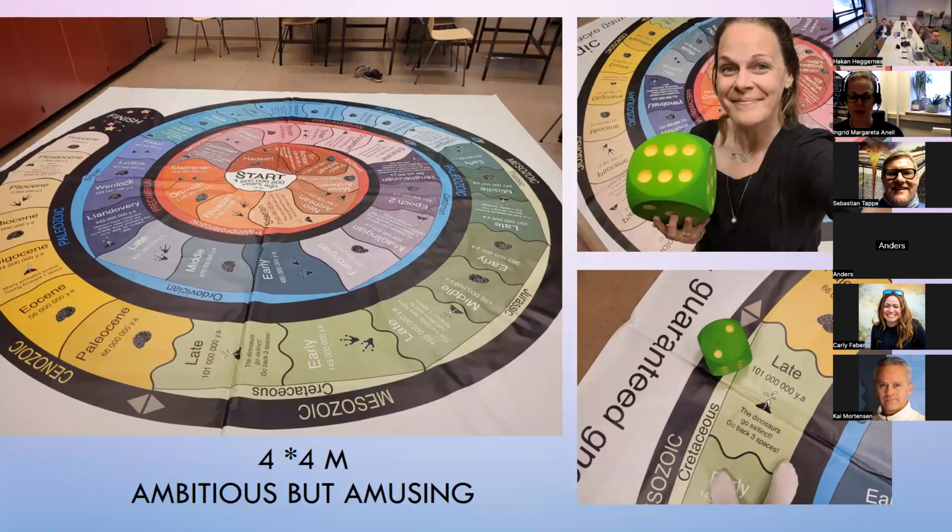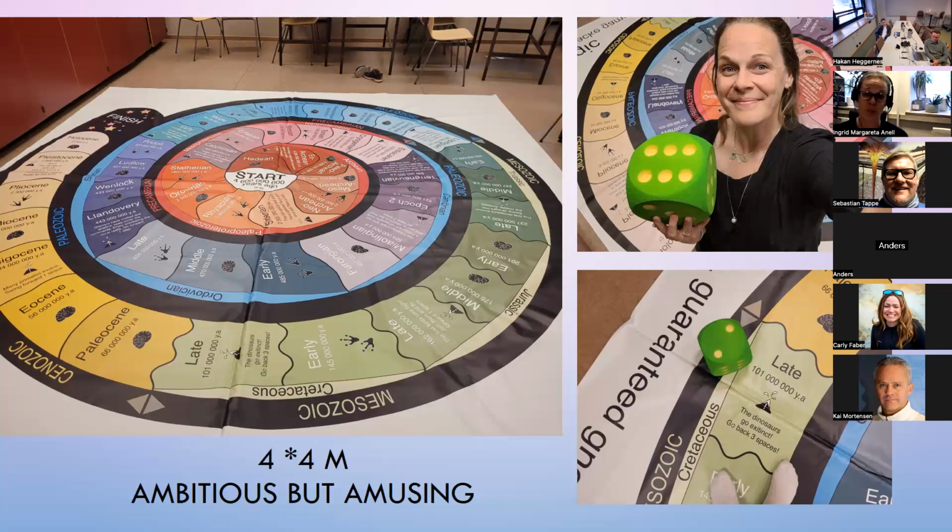So I printed one version in 4x4, which was quite ambitious because that's really big, it turns out. So you need a fair bit of space, but it's also quite amusing because it really is the perfect size, as you can see by my socks down there to the right, for a person to stand on a square when they're playing. And of course, it's much more fun to be up and about and active when you do this. It also really brings it home as you walk through geological time.